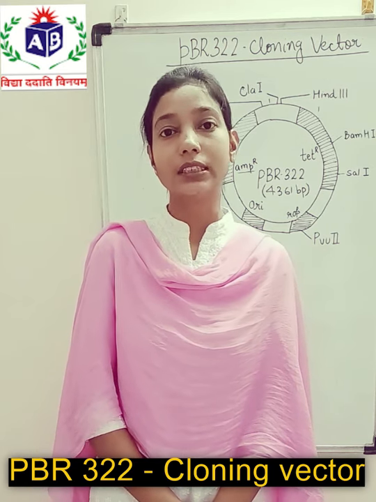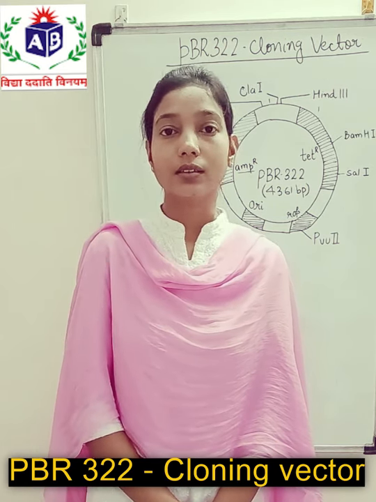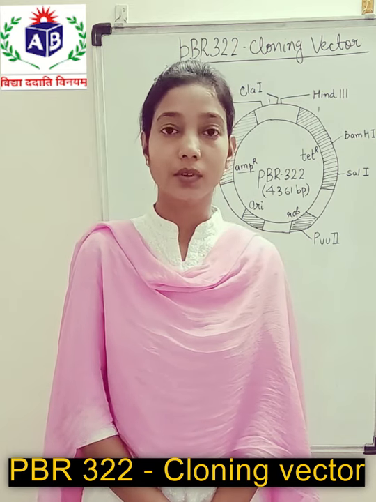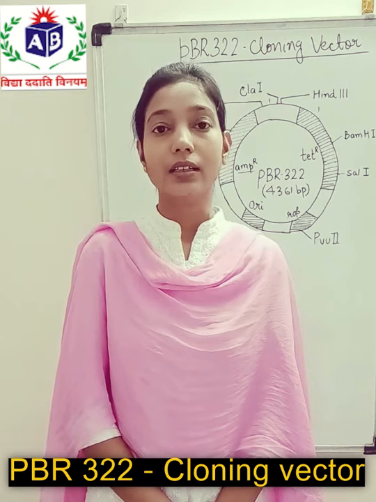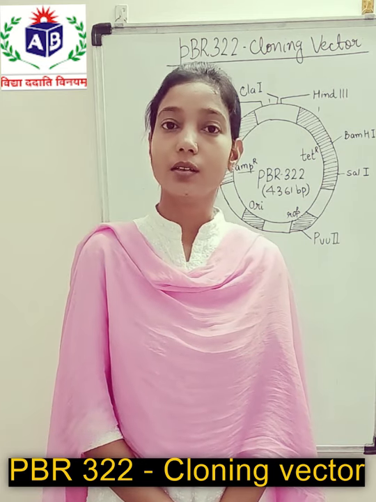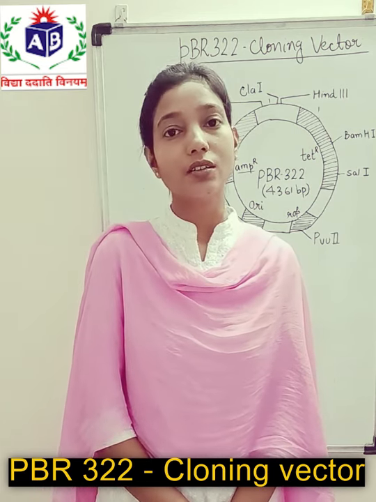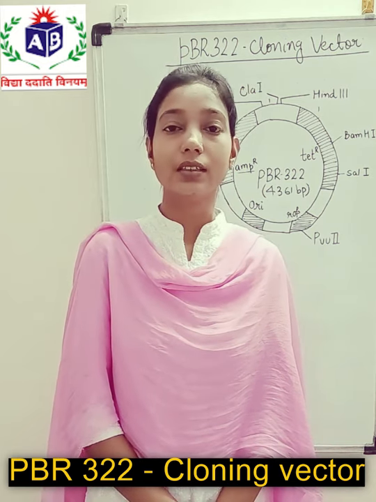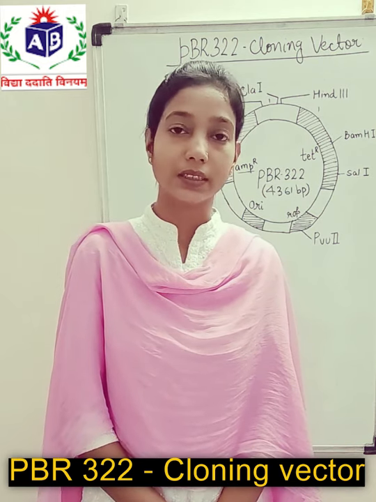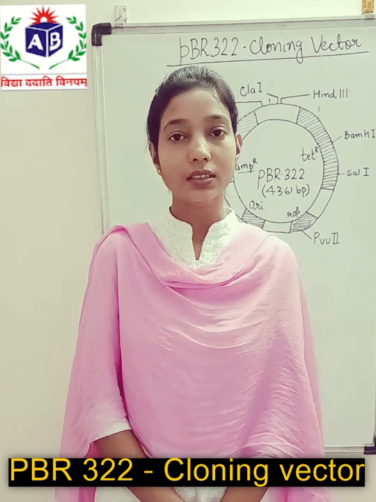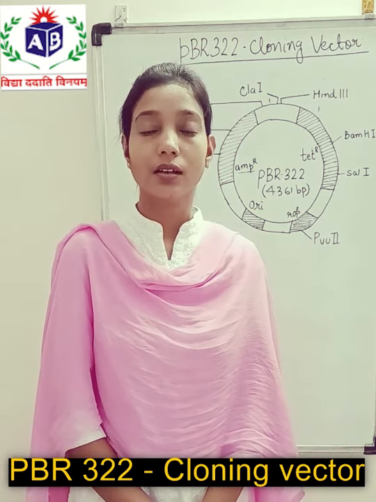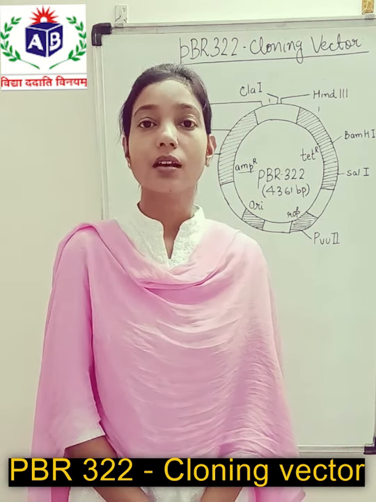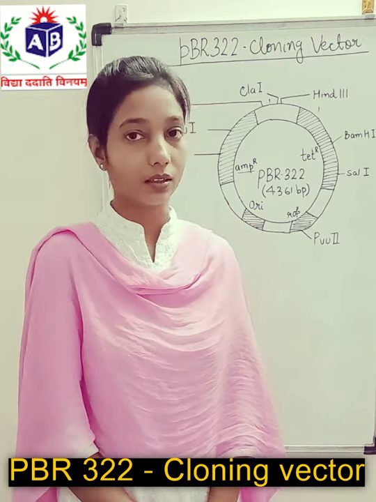Today we are going to discuss a cloning vector, pBR322. A cloning vector is a small piece of DNA that can be stably maintained in an organism and into which any foreign DNA can be inserted or ligated for cloning purposes. Mostly plasmids and bacteriophages are used as cloning vectors. Today we will discuss pBR322, a plasmid which is commonly used as a cloning vector.